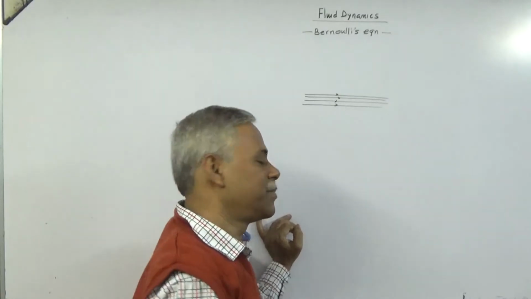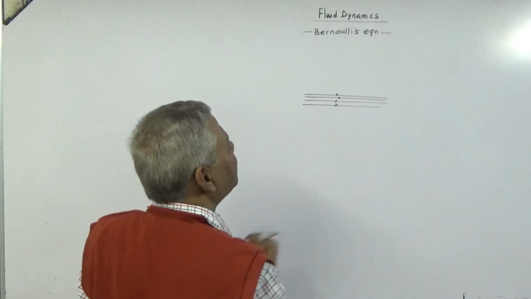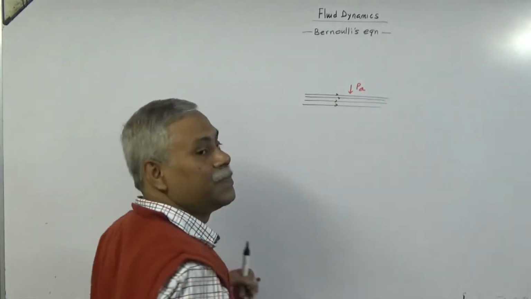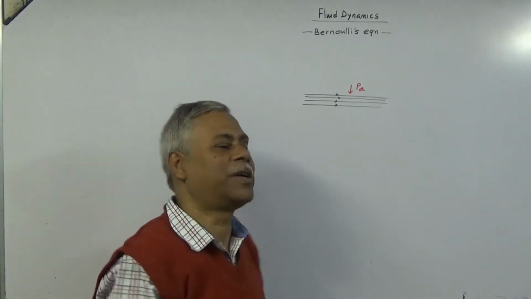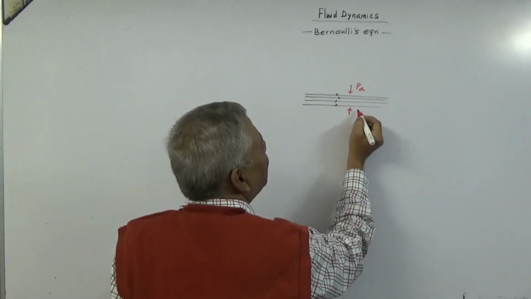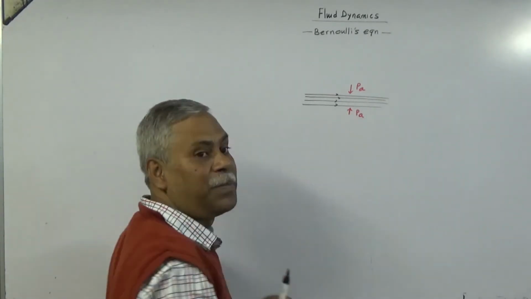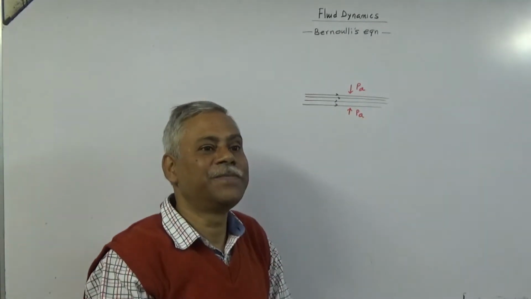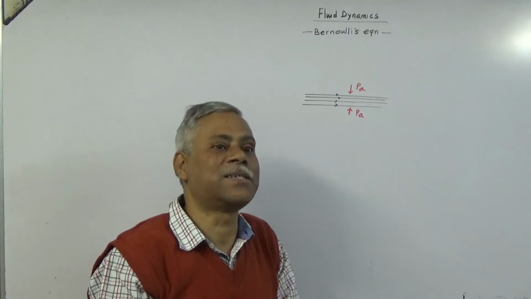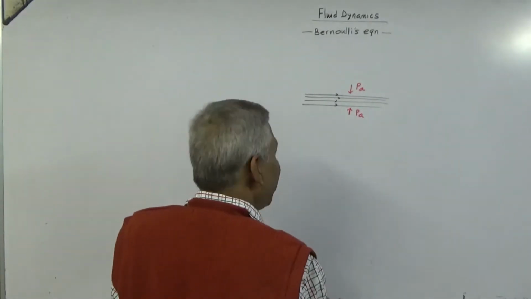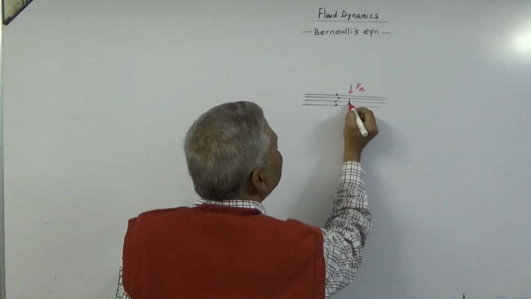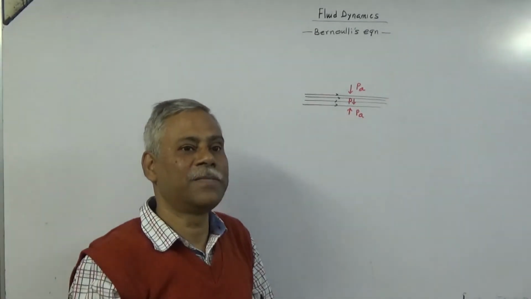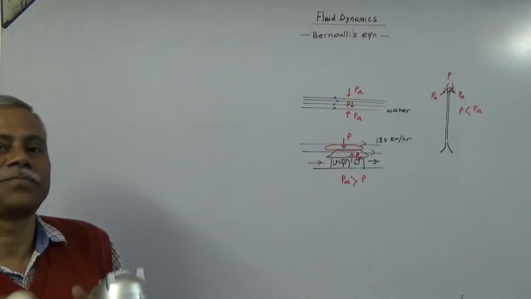Consider a water jet. Surrounding this water jet, the pressure is PA, atmospheric pressure. But inside the water jet, the pressure is less. Here the pressure inside is smaller. This will produce an air jet.